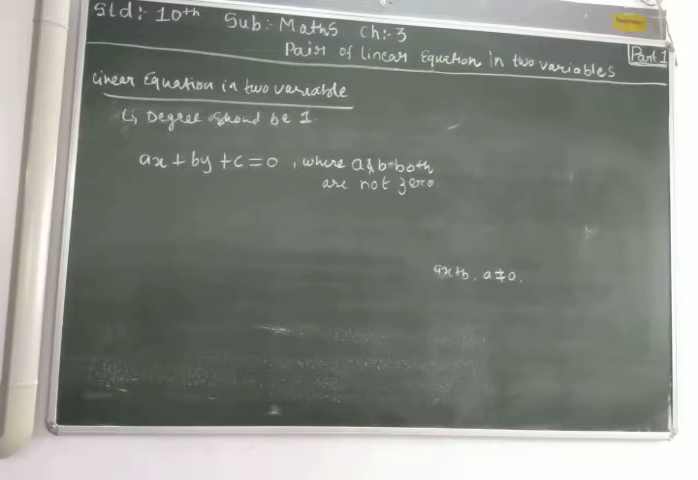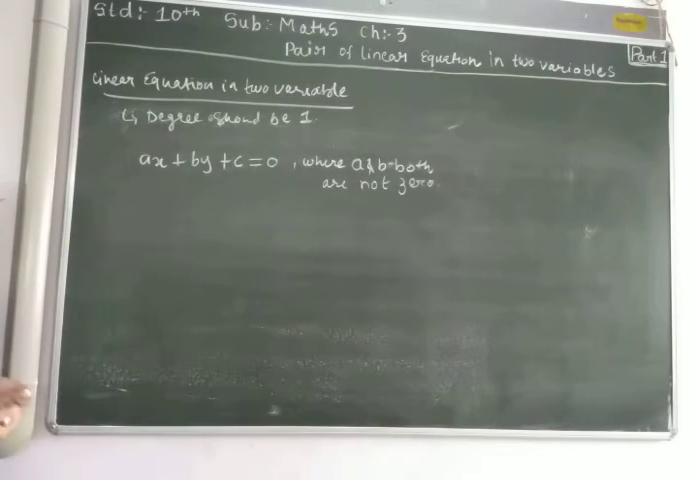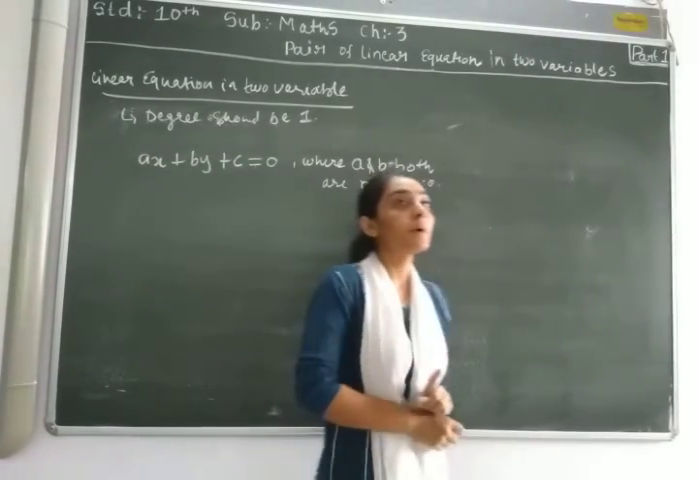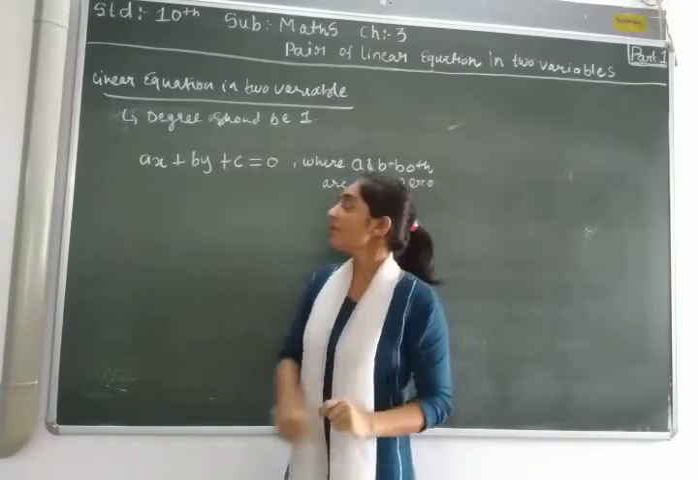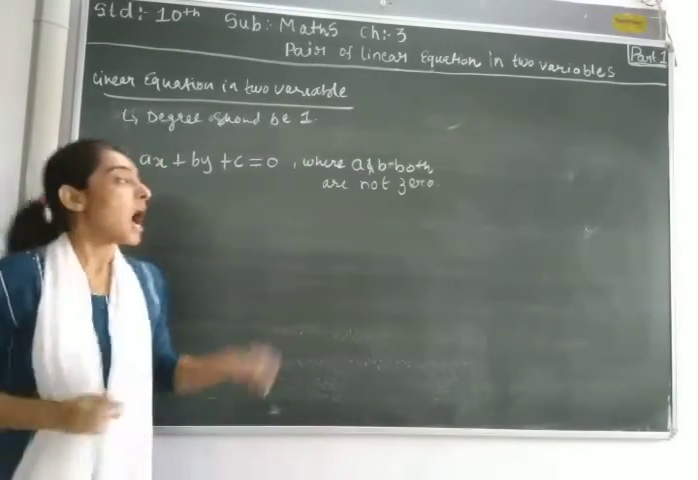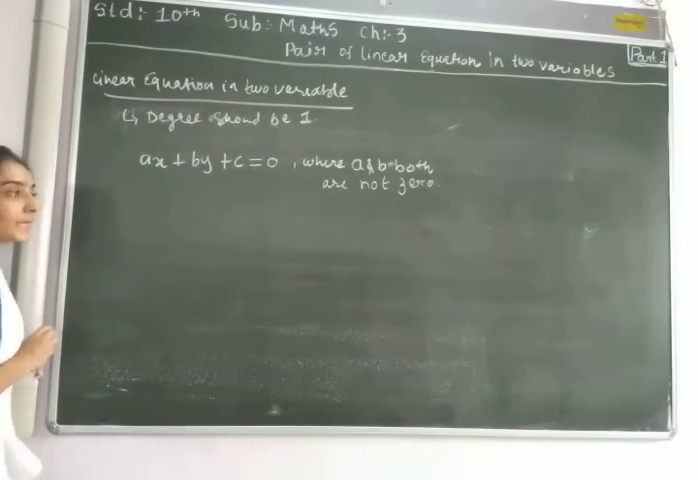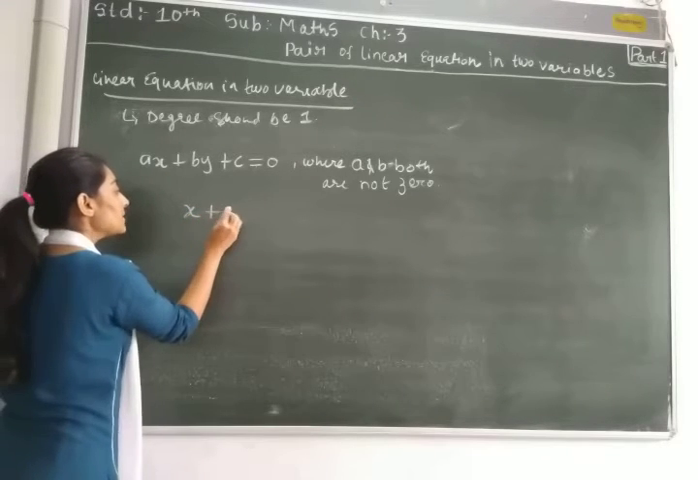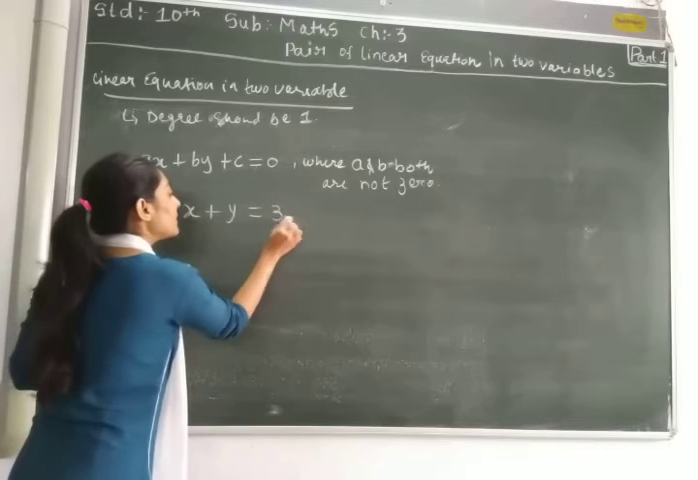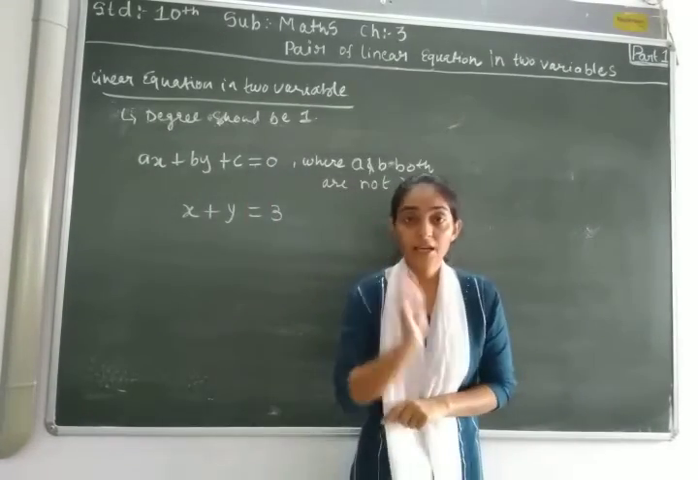Let's talk about zeros, or say solutions. We have learned that a linear equation in one variable has only one solution. What can we say about a linear equation in two variables? Take one more example. I am saying x plus y equals, say, 3.